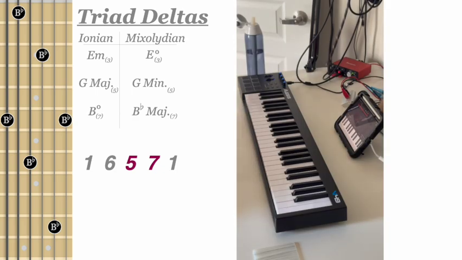All right, so what we're going to do now is listen to a 1, 6, 5, 7, 1 in C major, C Ionian, and that's going to be C major, A minor, G major, B diminished, back to our C major. So let's go ahead and listen to that. Strong resolution there. Let's listen to that one more time.